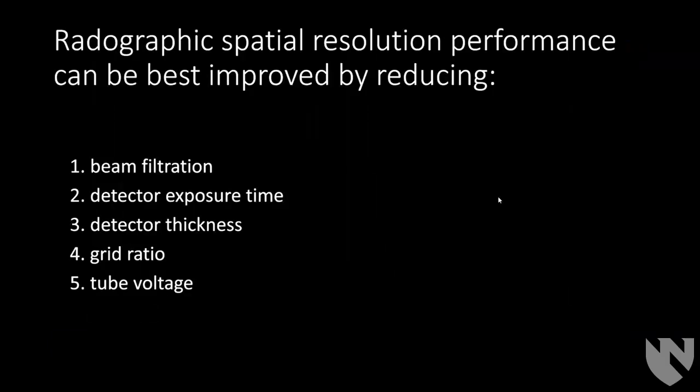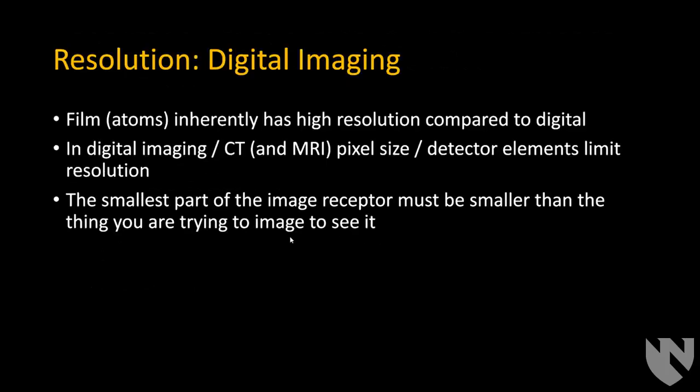So radiographic spatial resolution can be best improved by reducing what? I'll pause this, let you think about it. Okay, so this goes back to that last lecture where your detector thickness, so the thicker your scintillator is, the more scatter there'll be within the detector, and so you'll have lower resolution. So if you reduce the detector thickness, you'll improve spatial resolution.